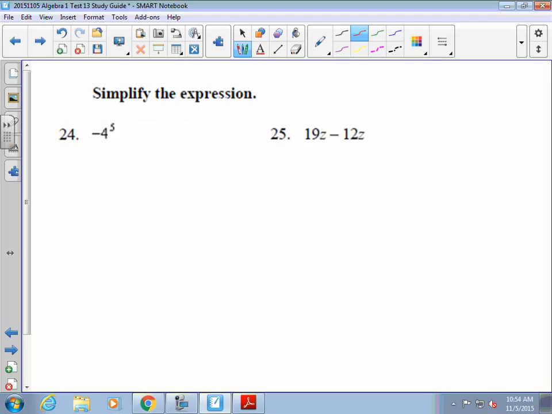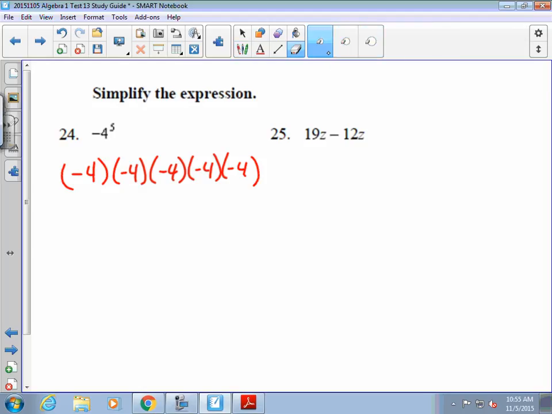24 says to simplify negative 4 to the 5th power. That is not negative 4 times negative 4 5 times. This is not correct. This is the very common mistake people do. It is negative of 4 to the 5th power. That means it's not negative inside. It's just simply 4 times 4 times 4 times 4.